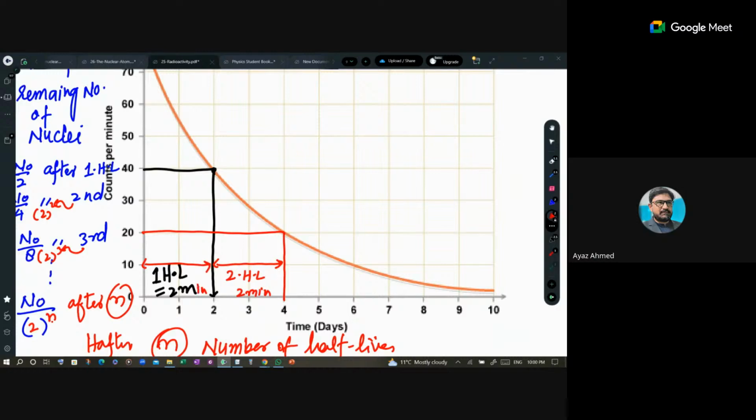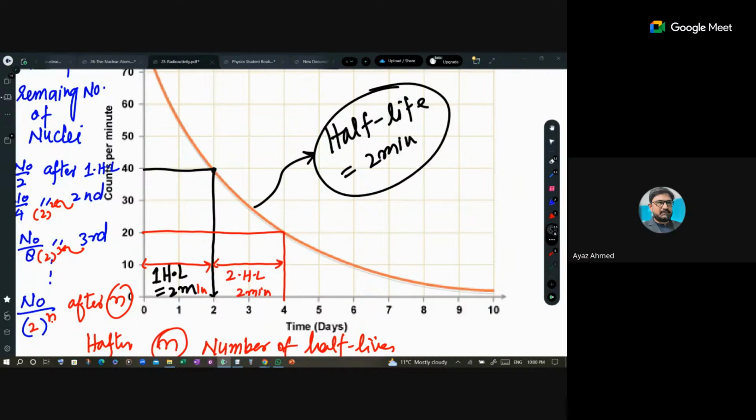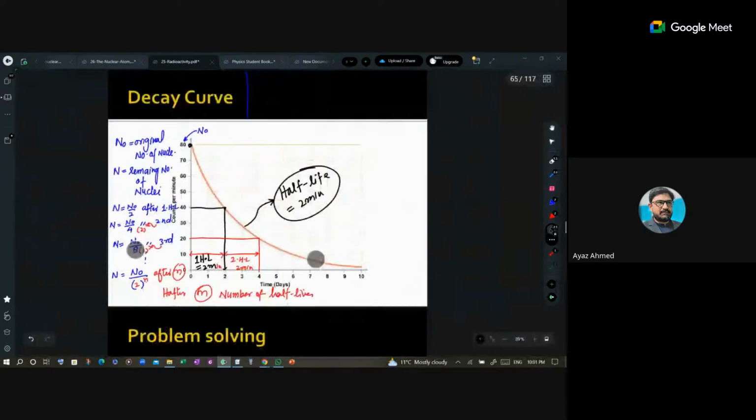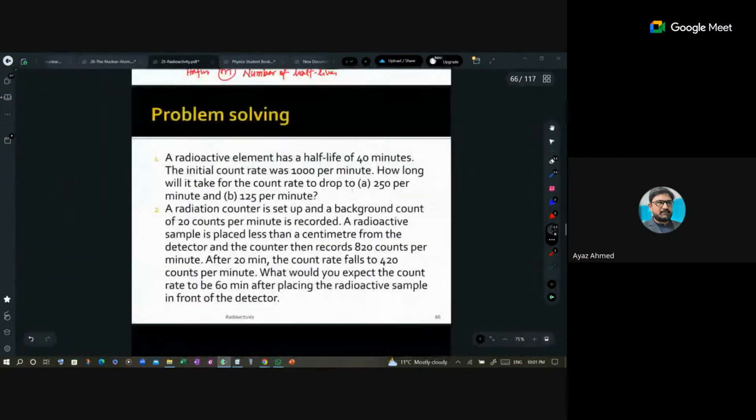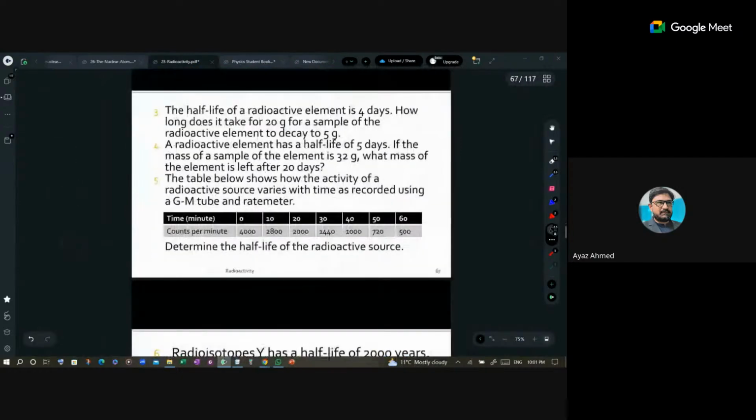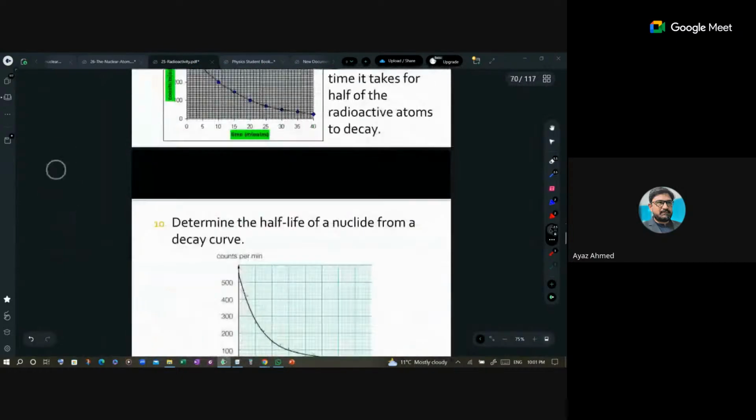Then so on. If you move on, this sample is getting half, or its half life is 2 minutes. What is its half life? 2 minutes, and so on. So this is basically from the graph. And if you don't have the graph concept, then you can have some calculations over there.